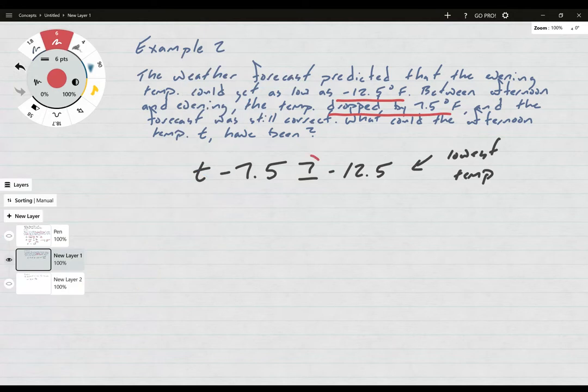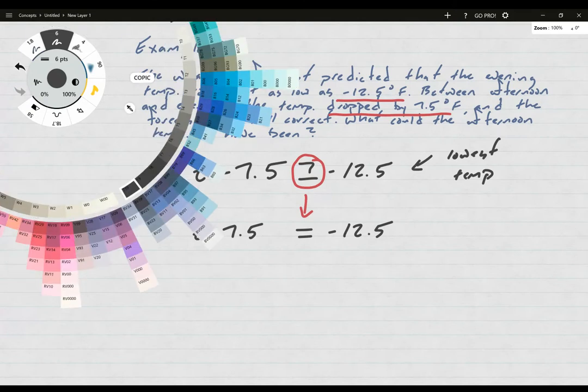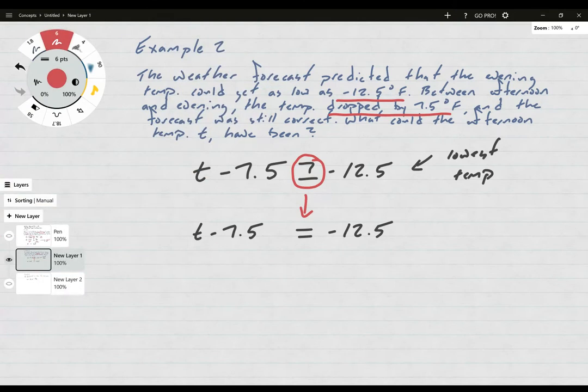So I'm going to change my inequality sign into an equal sign because I need to change my inequality to an equation. I'm just going to rewrite it. So t subtract 7.5 equals negative 12.5. Now I'm just solving an equation. I need to use my inverse operations to solve for the variable. So since I'm subtracting 7.5 on this side, I need to add 7.5, and that's going to make that 0. But I need to add 7.5 on this side.